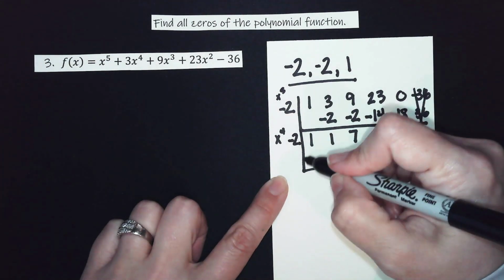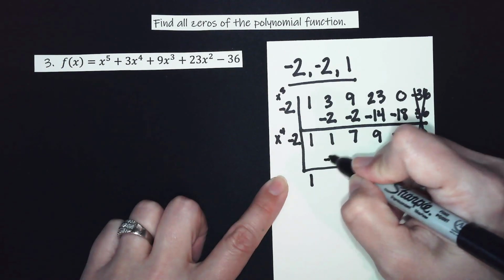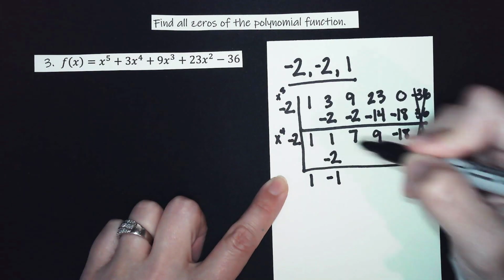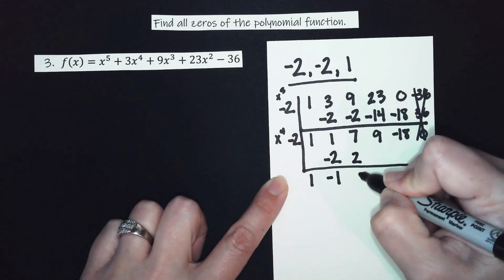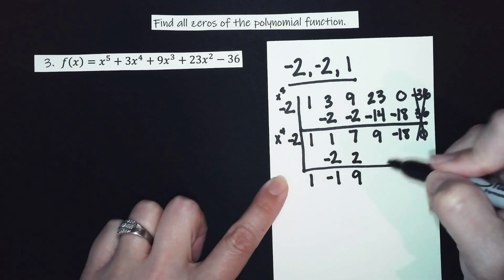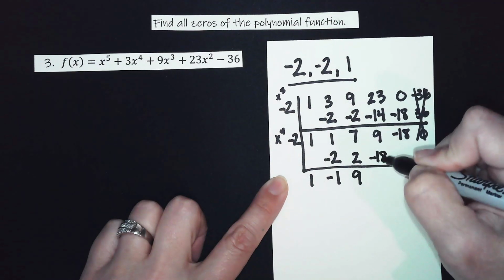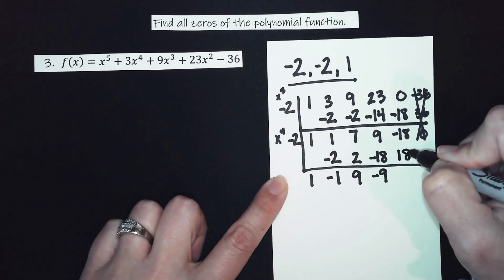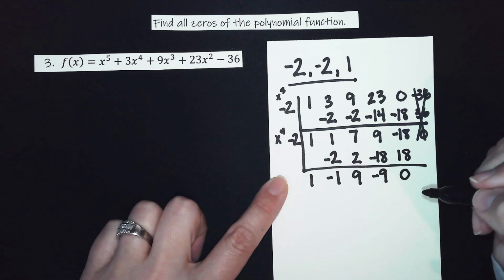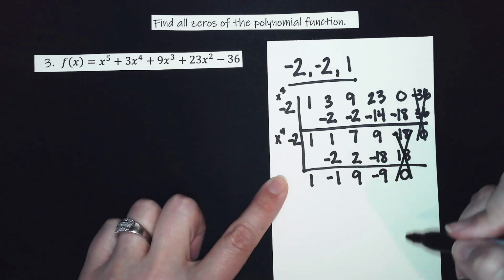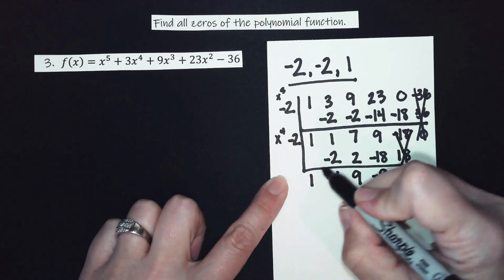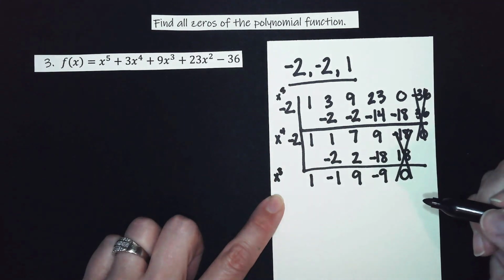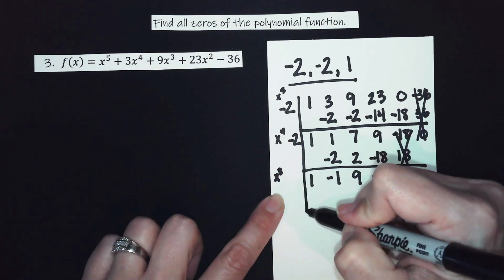All right, so I bring down my 1 times -2. Add these together. I get -1 times -2. Add together times -2. Add these together times -2. Add these together. Now I have a remainder of 0 again. So we knew that was a solution. Now this is the coefficient now of x cubed. I'm just marking that so I remember for later.